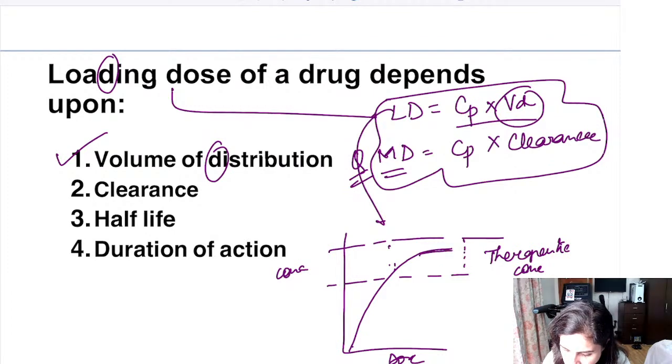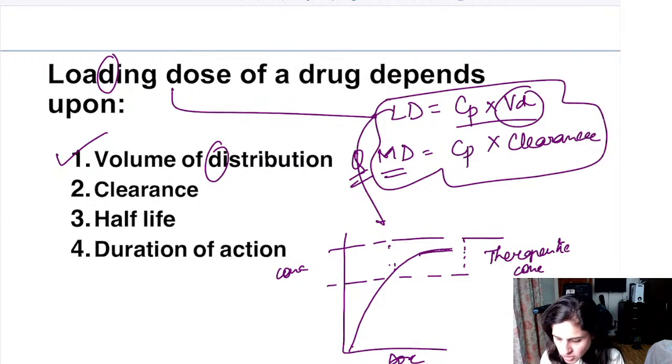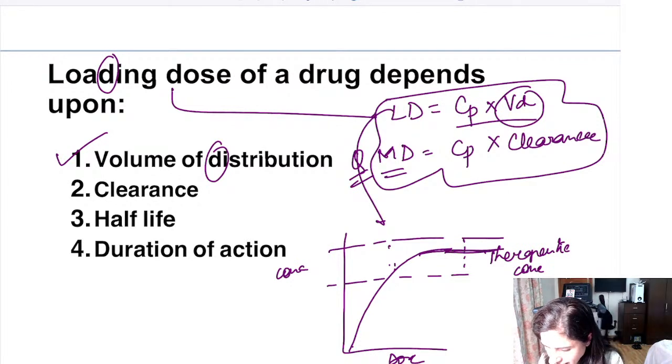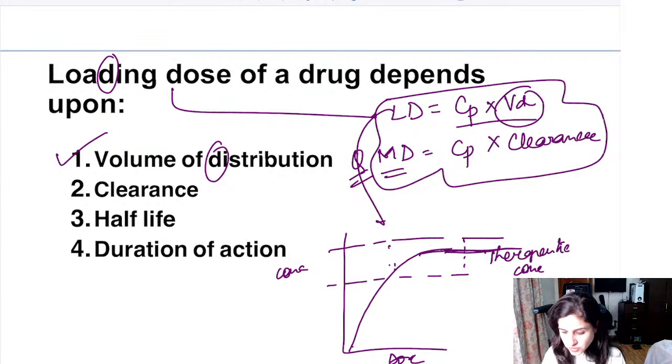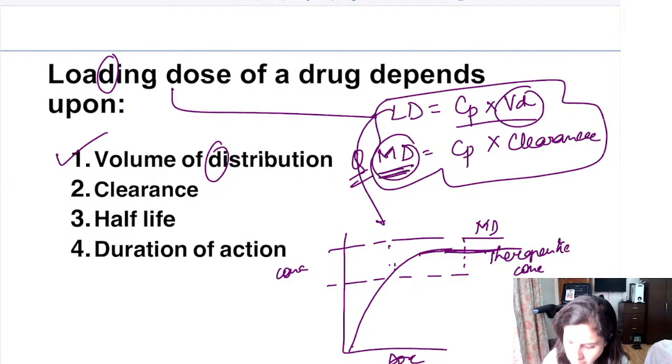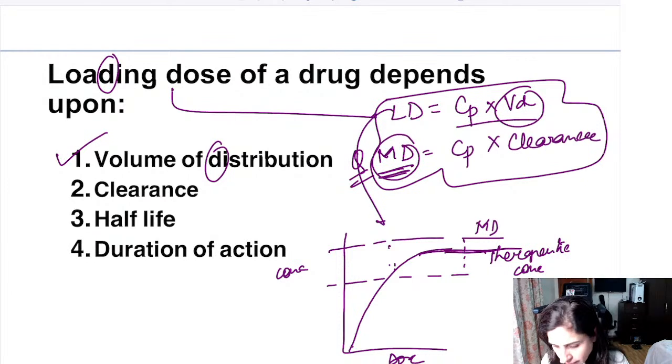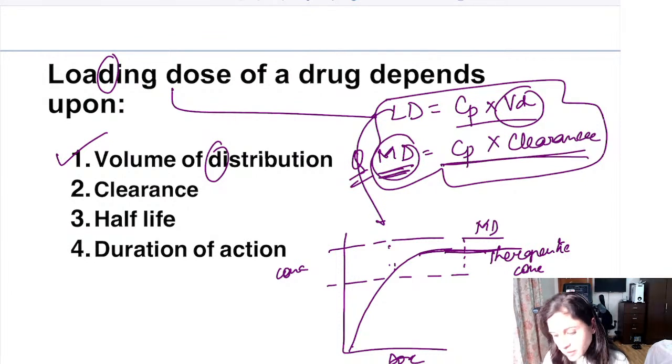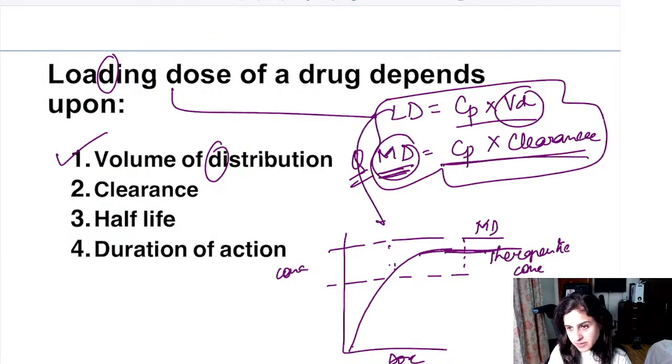And once this concentration is achieved, then what do we have to do? We have to give smaller doses so that it stays at this level. It should remain like this, the concentration should not fall, for as long as we need the effect. So we start giving maintenance dose to maintain this level. That is called the maintenance dose. And how will you calculate the maintenance dose? By this formula: plasma concentration into clearance. So this is the concept of loading and the maintenance dose.